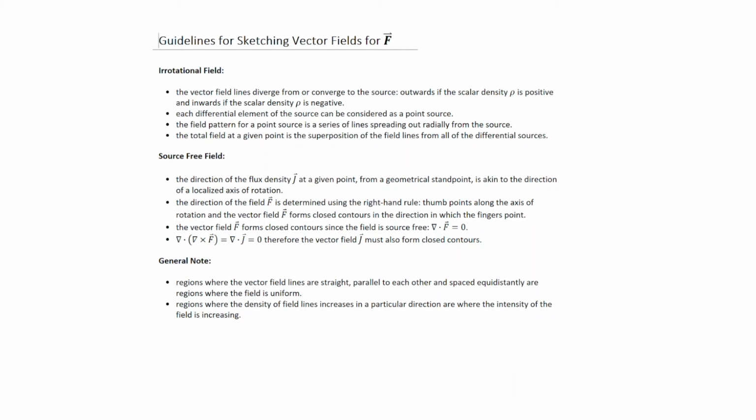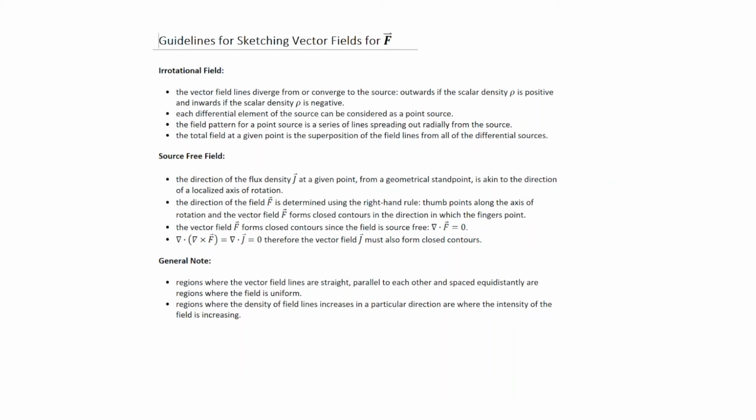For the solenoidal field, the direction of the flux density J at a given point, from a geometrical standpoint, is akin to the direction of a localized axis of rotation. Previously, we talked only in terms of geometry, but here we're essentially saying that the axis of rotation is synonymous with the direction of J, which is a physical property. The direction of the field F is determined using the right-hand rule. That means the thumb points along the axis of rotation, that's in the direction of J, and the vector field F forms closed contours in the direction in which the fingers point.